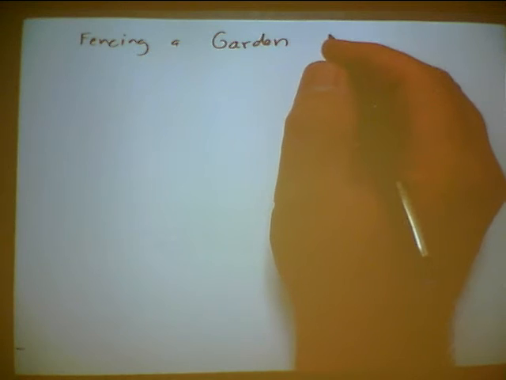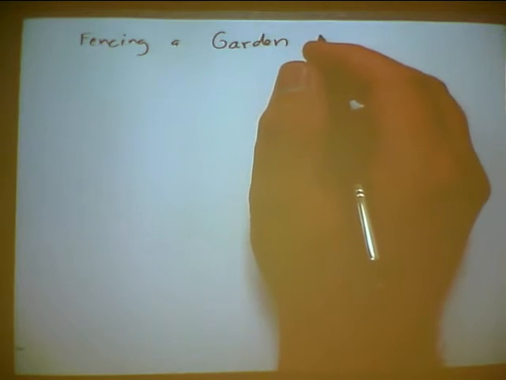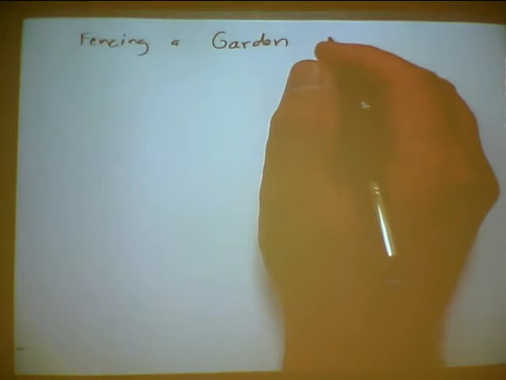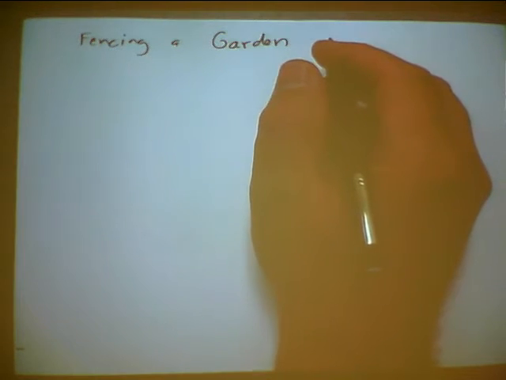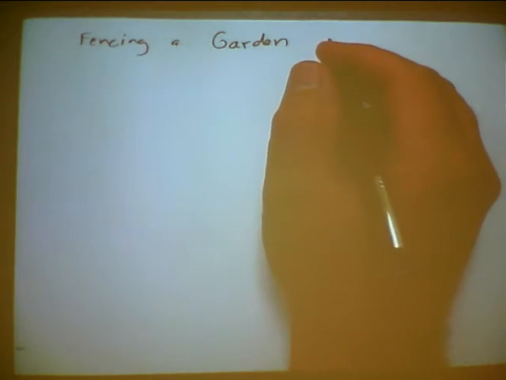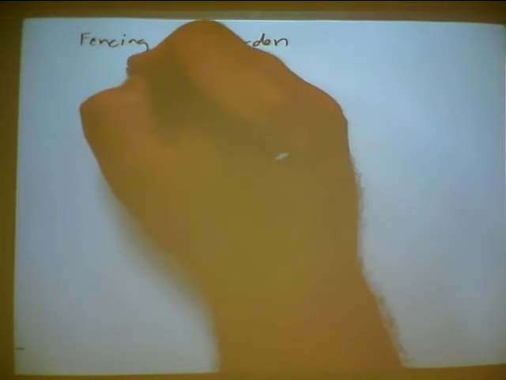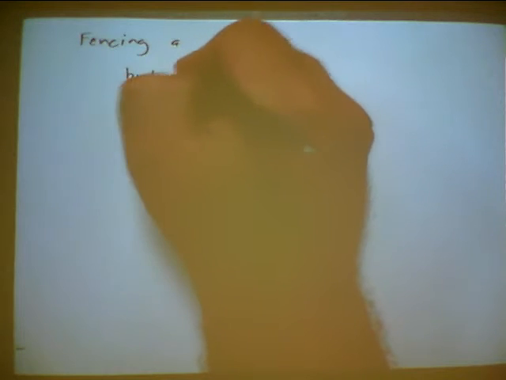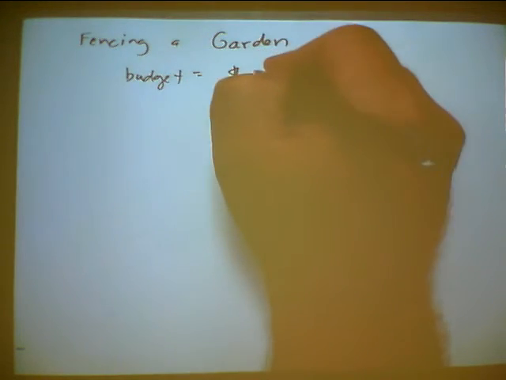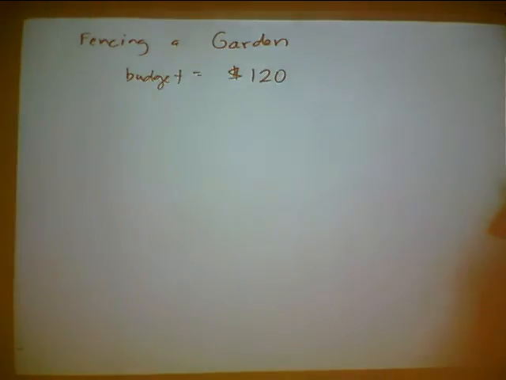Number 65, a square vegetable garden is to be tilled and then enclosed with a fence. If the fence costs $1 per foot and the cost of preparing the soil is 50 cents per square foot, determine the size of the garden that can be enclosed for $120. So it's almost like they have a budget of $120 to set up this garden.